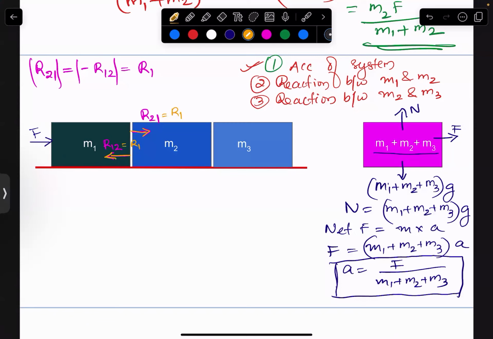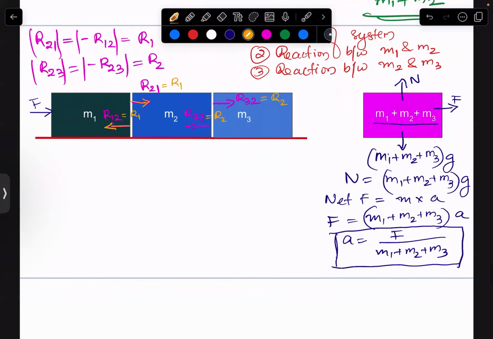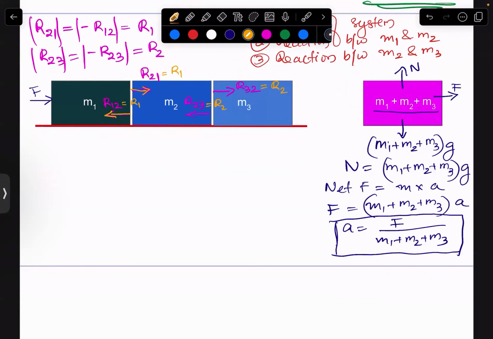Now here also again we will see the reaction forces. This is R32 and this is R23. So R32 and R23 are equal and opposite, equal in magnitude and opposite in direction. The magnitudes we will take as R2, so we can write R2 over here and R2 over here. Okay. So now we have seen the reaction forces.